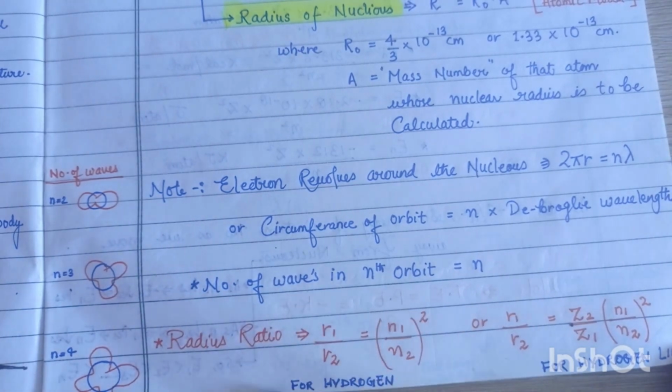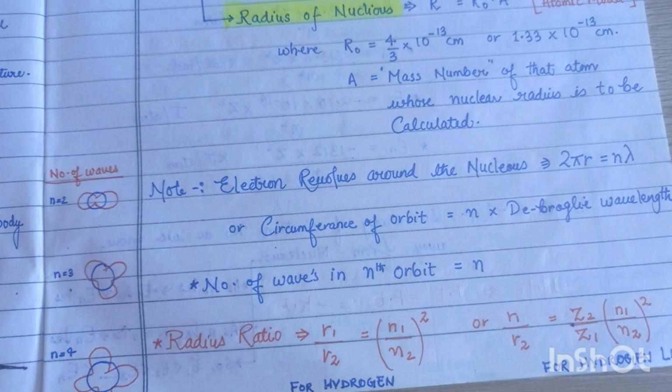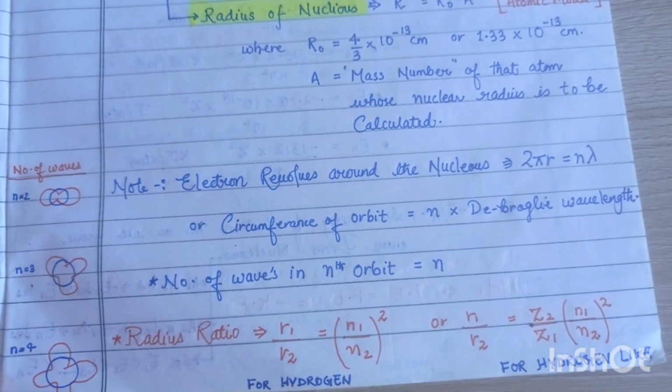In this way, by using this formula, you can calculate the radius ratio of the hydrogen atom. Not any atom, only the hydrogen atom, because this is not valid for any atom, my dear. It is valid only for the hydrogen atom. And also, the examiner is very clever, very talented. Sometimes they will ask you to calculate the radius ratio of hydrogen-like species. So, don't be confused. You have to apply a modified formula for hydrogen-like species.